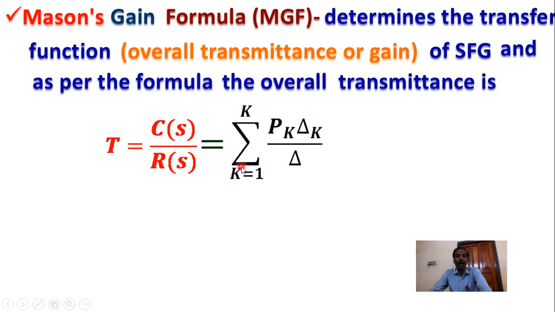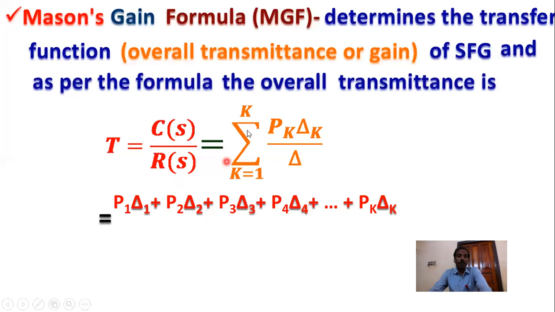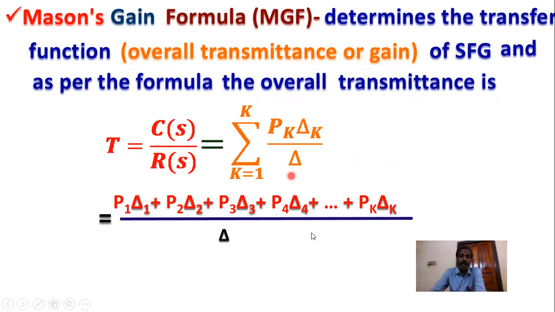And this is equivalent to what? Summation of k equals 1 to k, Pk delta k by delta. Putting k equals 1, 2, 3, 4, and so on, we get P1 delta 1 plus P2 delta 2 plus P3 delta 3 plus P4 delta 4. When k equals k, then Pk delta k by delta.